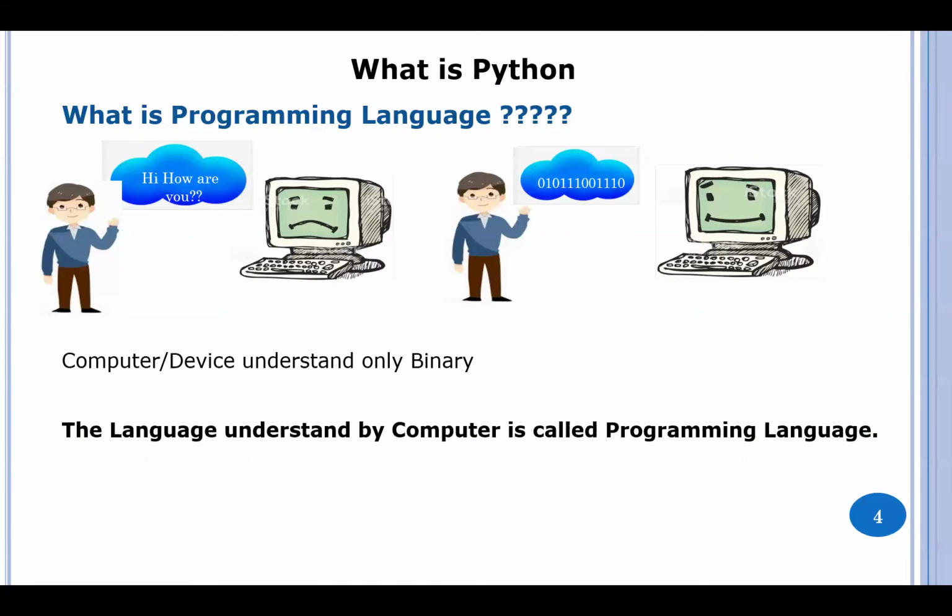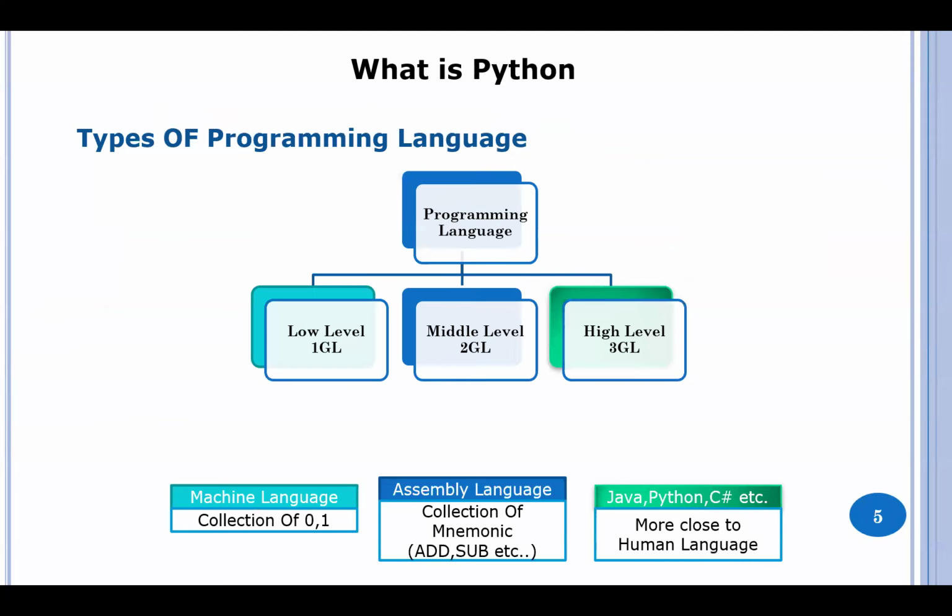So here the thing is, a computer or any device will understand only binary, and the language understood by the computer, what is that called? This is called the programming language. So now we will try to dig deep into this.